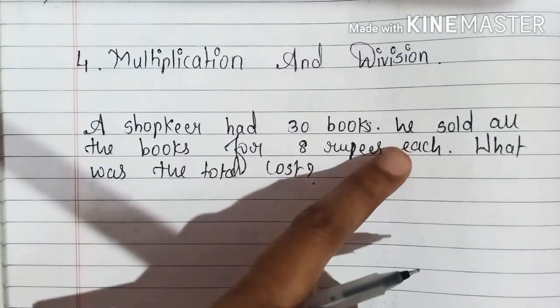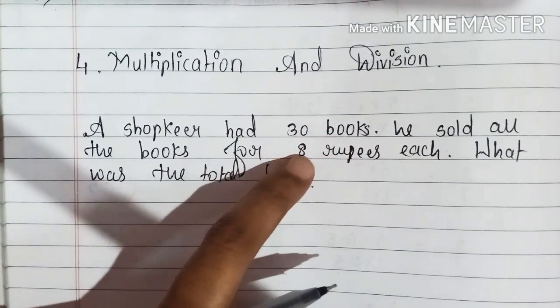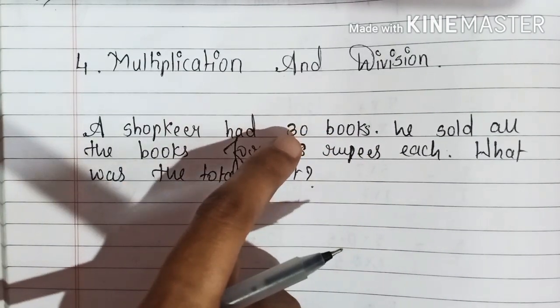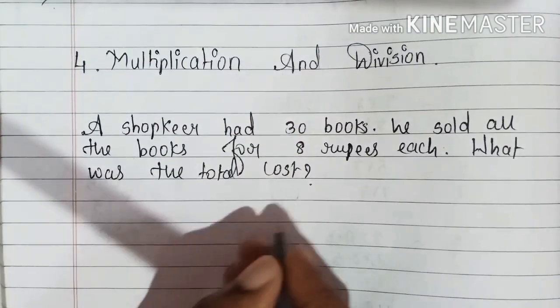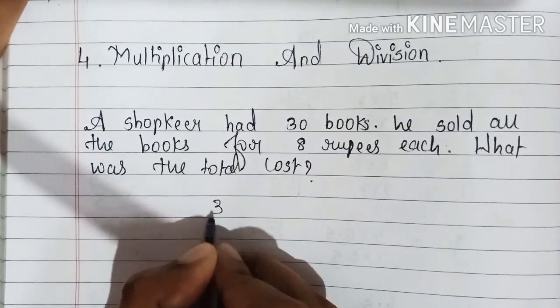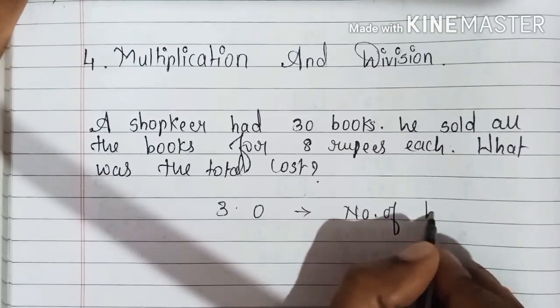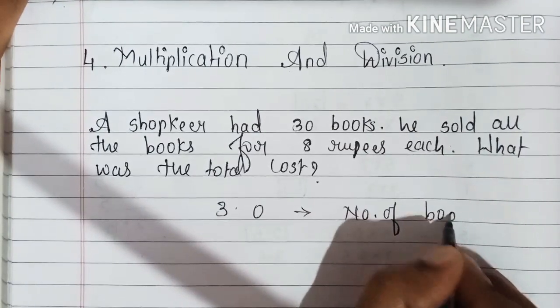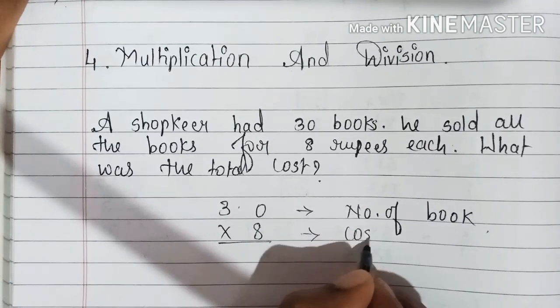So here also we have the value of one book. The cost of one book is 8 rupees, and we need to find out the cost of 30 books. So what we will do here, 30 will be multiplied by 8. This 30 is the number of books, and the 8 is the cost of one book.